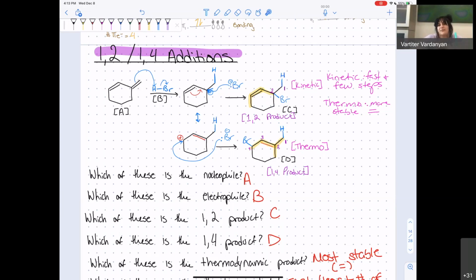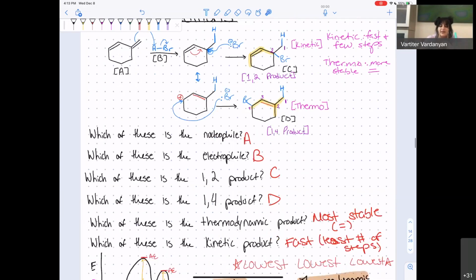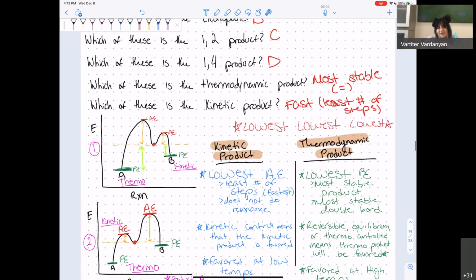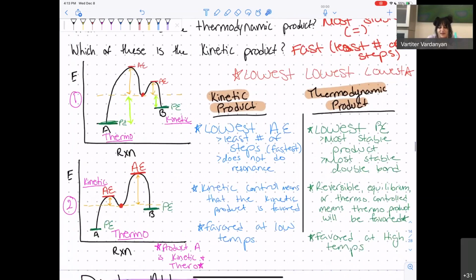Okay, so 1,2 and 1,4 additions. There's not much to them, to be completely honest. The most difficult part of it is knowing thermodynamic versus kinetic and all that stuff. So we're going to talk about that right quick. This is the part where I have a little bit of an aneurysm and I tell you something and then everyone forgets it anyway, and then I cry. So don't make me cry. You, all 32 of you, will get this question.